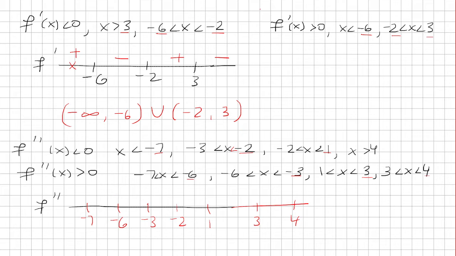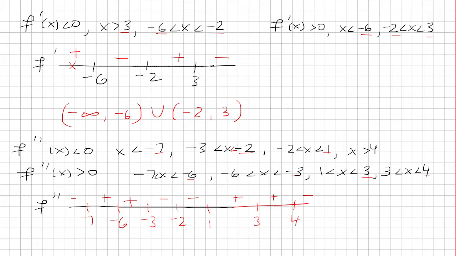Okay, so let's see what's happening when x is less than -7. That's over here, we're negative. When x is between -7 and -6, that's positive. -6 and -3, that's positive. -3 and -2, that's negative. -2 and 1, that's also negative. 1 to 3 is positive. Also 3 to 4 is positive. And if x is greater than 4, we have negative.